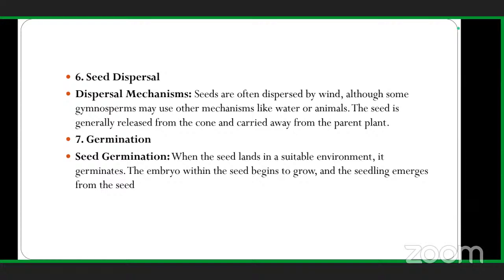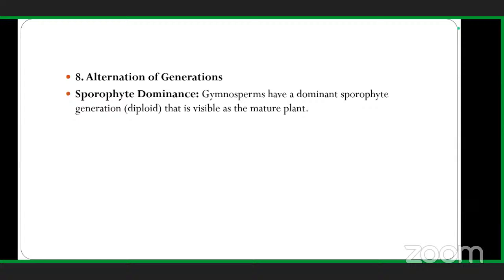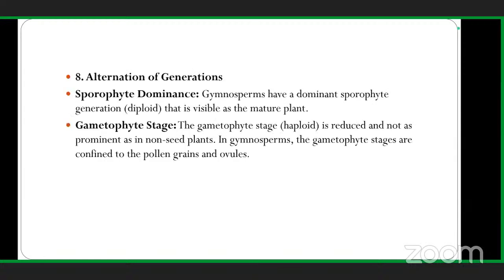When the seed lands on a suitable environment, it germinates. The embryo within the seed begins to grow and the seedlings emerge from the seed. This is all about sexual reproduction. So in alternation of generations, you will find the dominant sporophytic stage, which is the plant itself. It is diploid, twice, and the gametophytic stage, where the male gametes, sperms, and the female gametes, the egg, are produced. It is, of course, haploid, meaning single n.